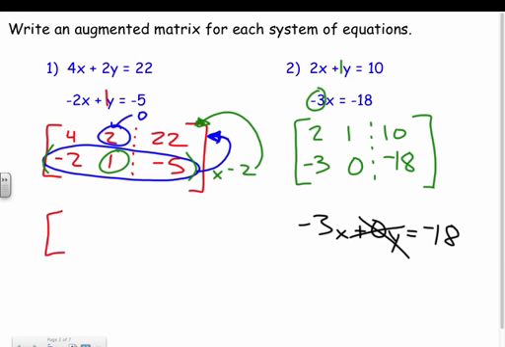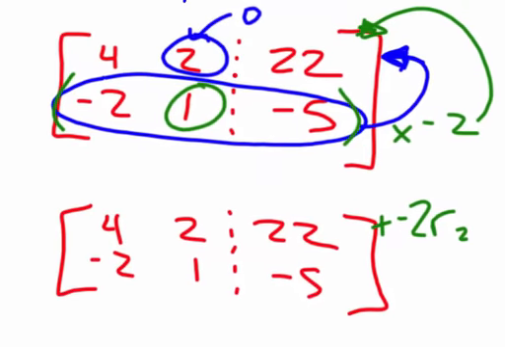Let me write this again. 4, 2, 22, negative 2, 1, negative 5. This is how I write it to try to keep track. I'm going to take the second row, so I like to represent that as R2, second row. And I'm going to multiply it by negative 2, so I'm putting negative 2 in front. And I'm going to add that on to the first row. So I'm multiplying the second row by negative 2, and I'm going to add that onto the first row.